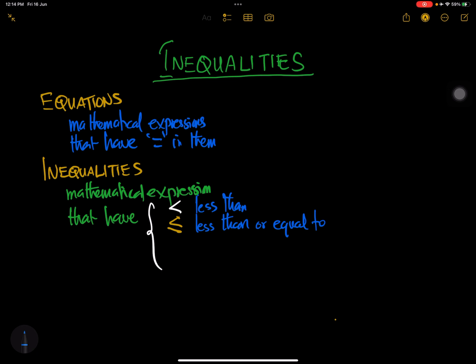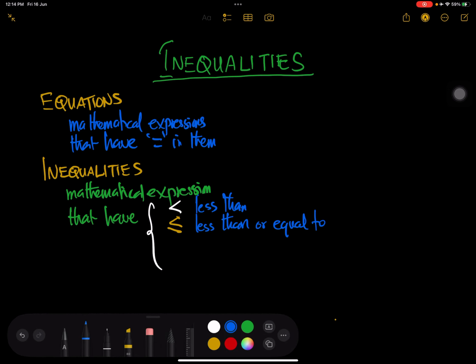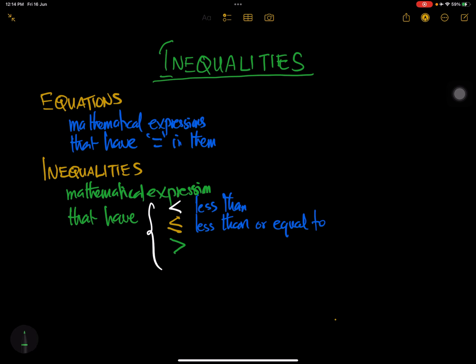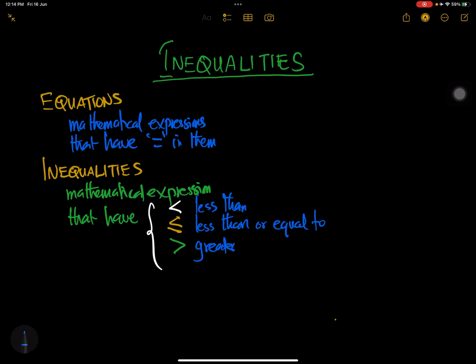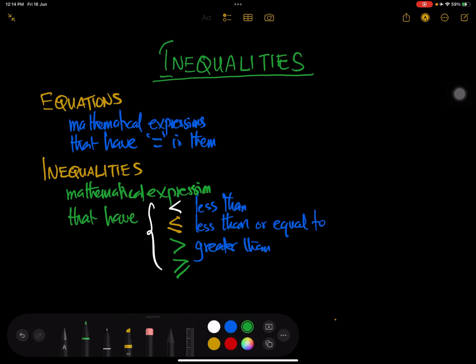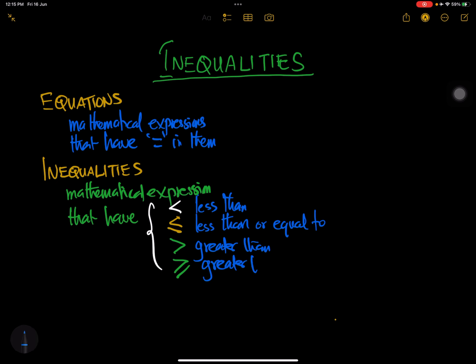We also have another one which goes like this. You have greater than. It's called the greater than sign. And then finally we have this, which is the greater than or equal to sign.